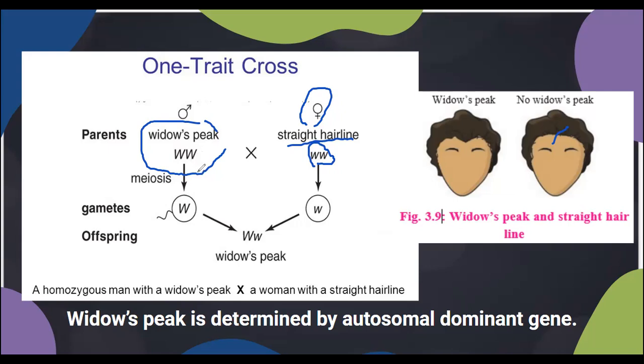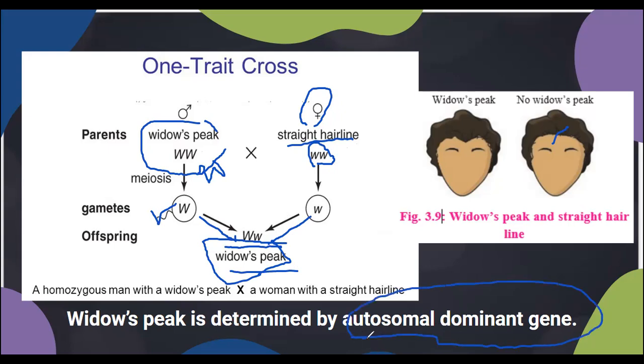What are the types of gametes? One capital W, this is the gamete that is formed, and one small w. So the chance of one capital W and one small w coming together is more. In the F1 hybrid, you will see all capital W and small w. So this is how the widow's peak will be expressed, and it is a dominant trait, an autosomal dominant gene. Because this type of hairline, this W or M shape widow's peak, is because of the capital W, which will be contributed by the parent who has the dominant allele.